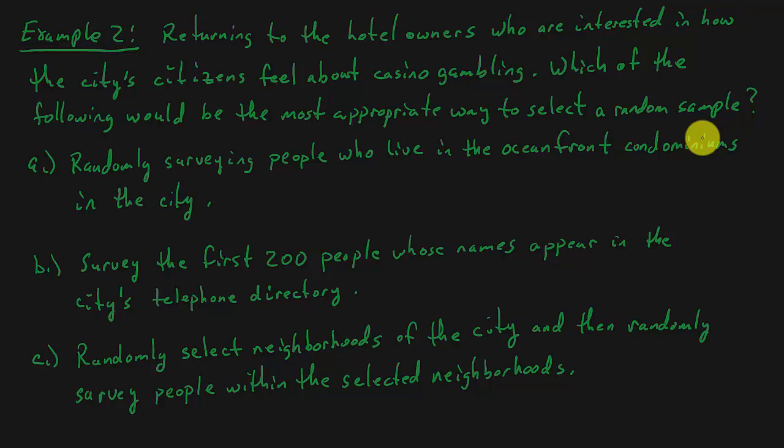Now that you've got those neighborhoods selected, you go into each neighborhood and randomly select people. So that's one way. Or you could say, okay, I'm going to randomly choose 10 neighborhoods, and instead of randomly selecting people out of each neighborhood, we'll survey all the people in those 10 neighborhoods. So that's what they're talking about when they talk about random sampling.